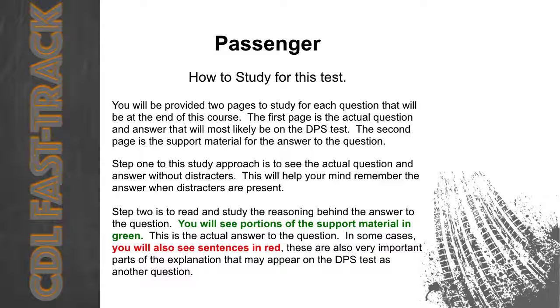Step 1 to this study approach is to see the actual question and answer without distractors. This will help your mind remember the answer when distractors are present. Step 2 is to read and study the reasoning behind the answer to the question.